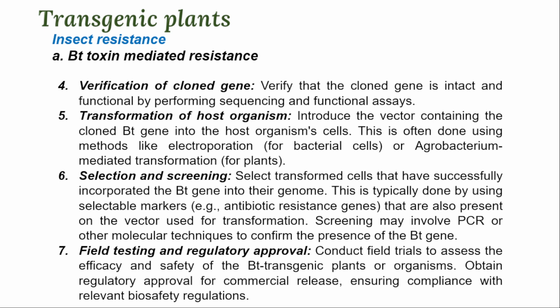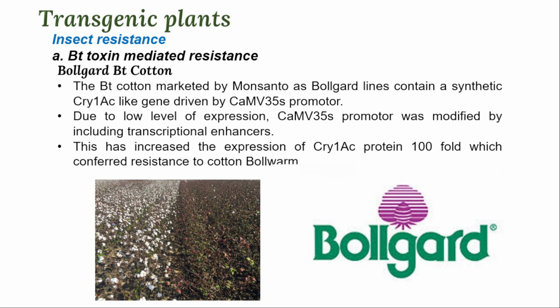We'll use the electroporation method or the gene gun method, which are direct methods, or we can use an indirect method like Agrobacterium tumefaciens mediated gene transfer. After that, we need to select the transformed plants where integration happened, and we go for screening and field testing. Later on, we approve the delta toxin producing genetically modified plant.